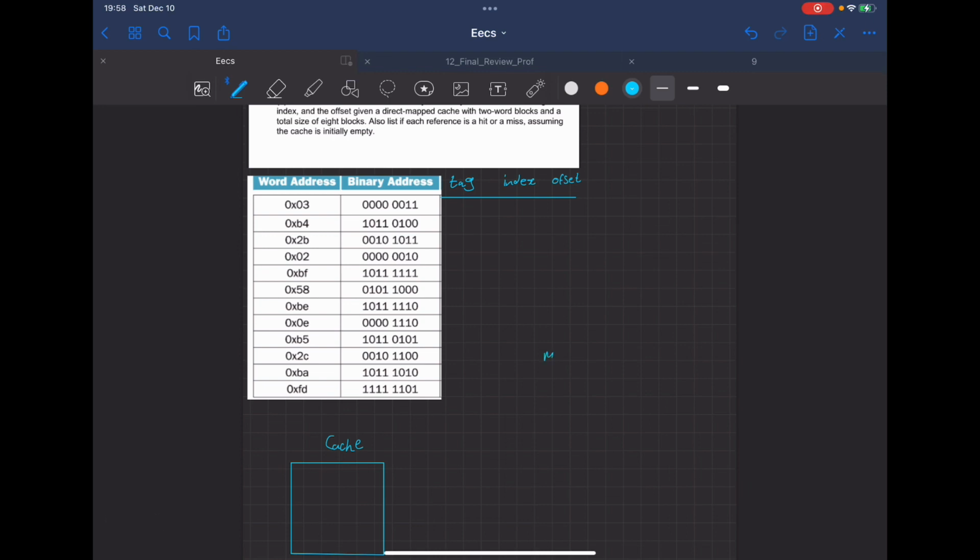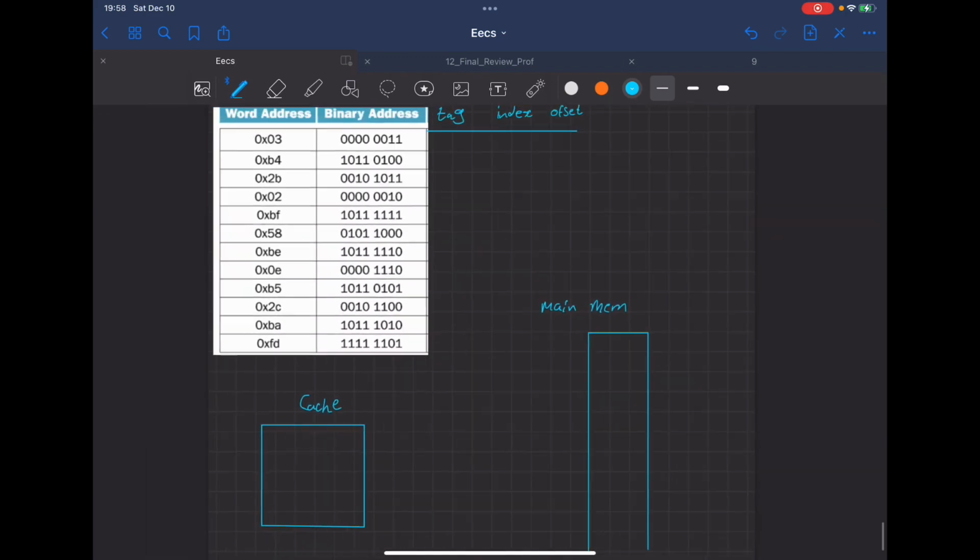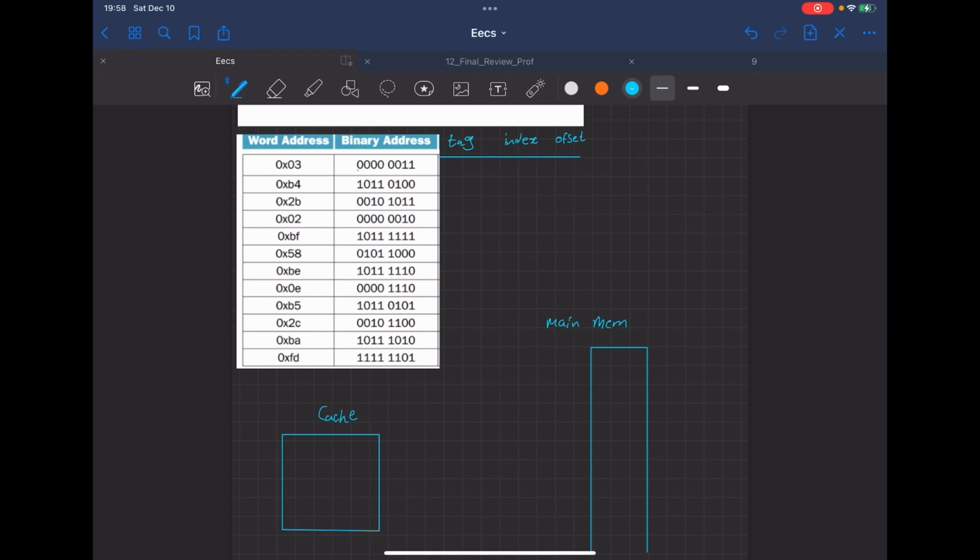So we have the main memory. Main mem. Okay, and it's gonna be something like this. Okay, so this is the memory. This tag is for the cache, and since it's directly mapped, these remaining 4 bits at the end are what is the same here as it goes to the main memory.